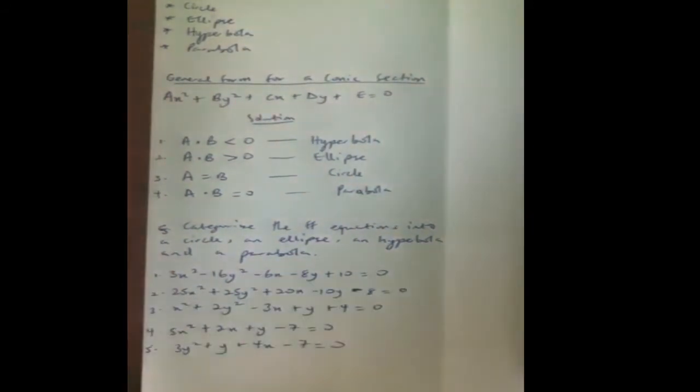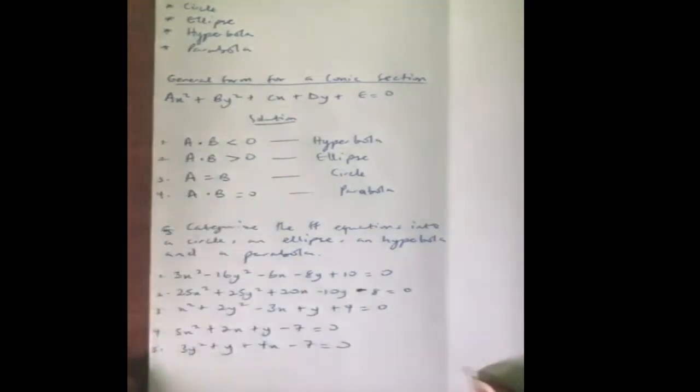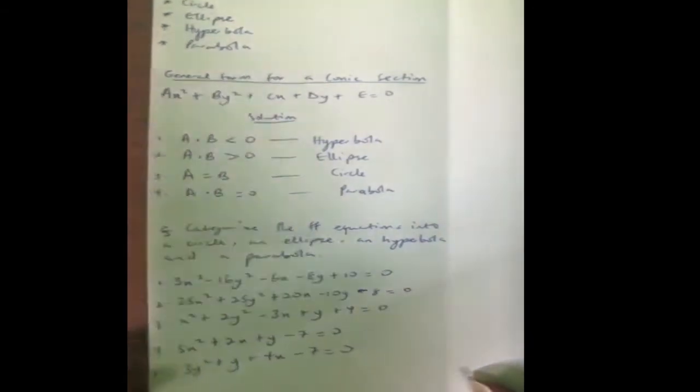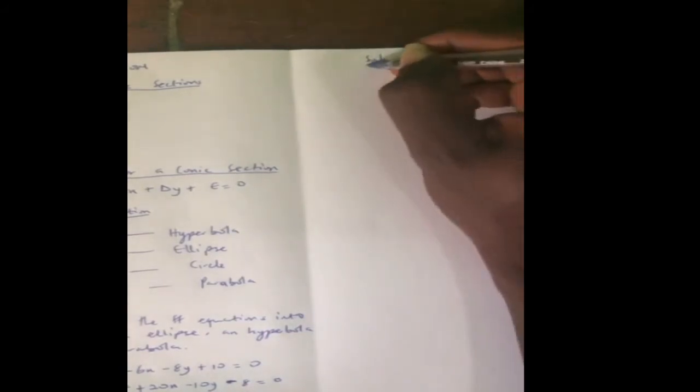So we have these 5 equations and we have to categorize them into a circle, an ellipse, a hyperbola, and a parabola. So this is our problem and we'll move on to the solution. So our solution, this is our solution.